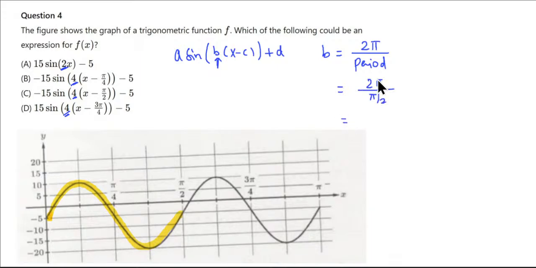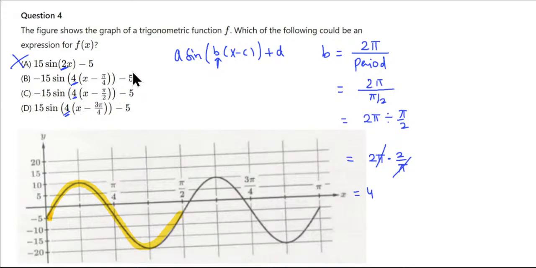Yes. I'm going to use keep change flip. 2 pi divided by pi over 2 is keep change flip. So these two are gone and I'm left with 4. So unfortunately, the value of b is 4, not 2. So option a is definitely wrong. And I'm left with b, c, and d.